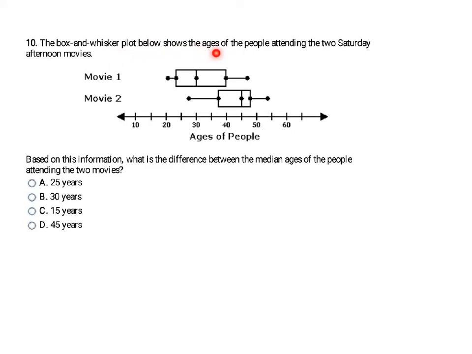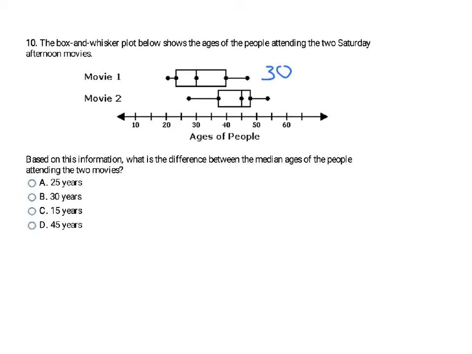Here's a box and whisker plot that shows the ages of people attending the 2 Sunday afternoon movies. So what is the difference between the median ages of the people that attend the 2 movies? Remember, the median for my notes always comes from this line in the middle of the box. That's our median number. So this line here is above 30. So movie 1, the median is 30.